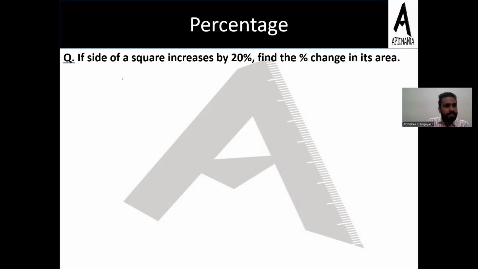Okay, I guess we can discuss. The most probable answer for this is 20%. The most probable answer for this is 16.66% or something else, right? But both the answers are wrong. First of all, the correct answer is 44%.